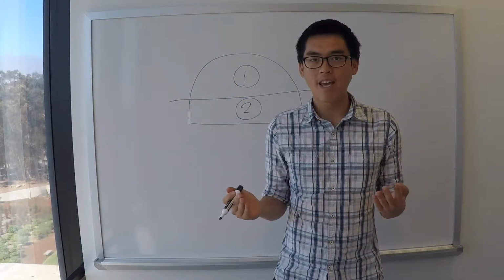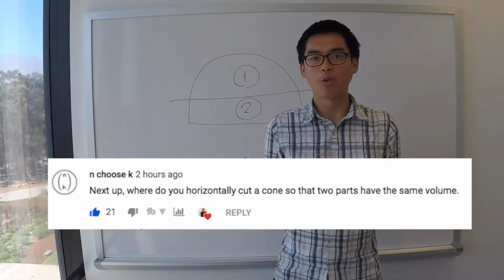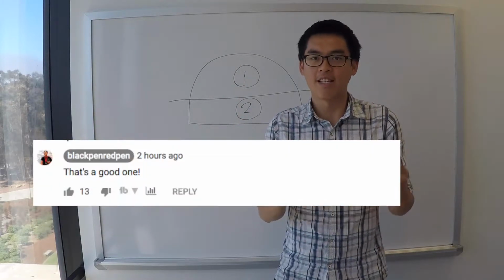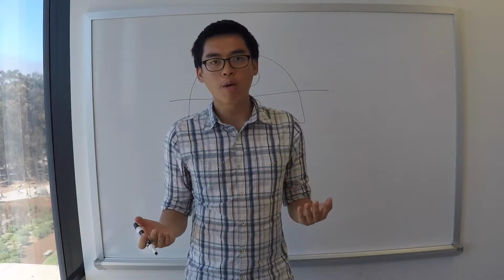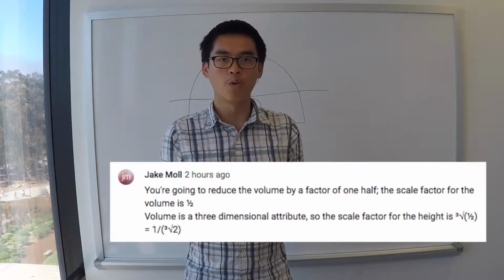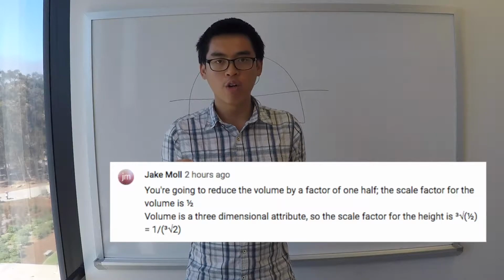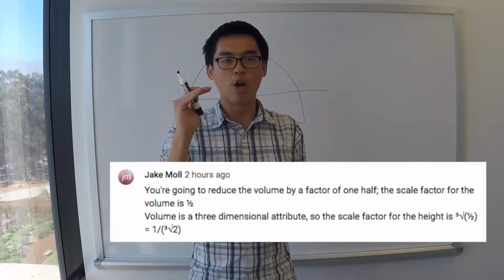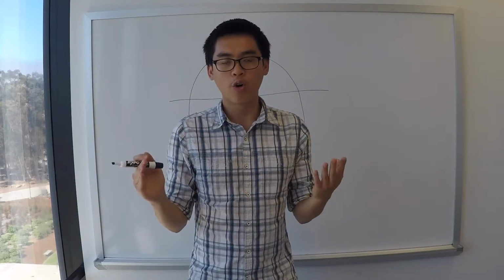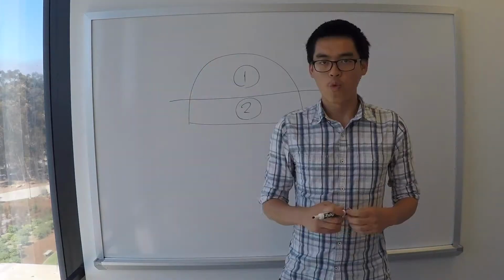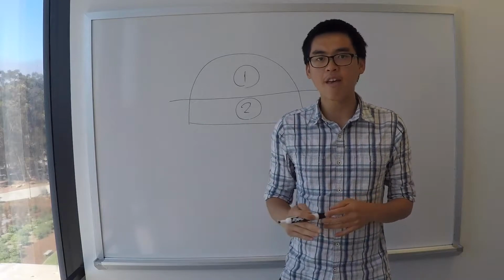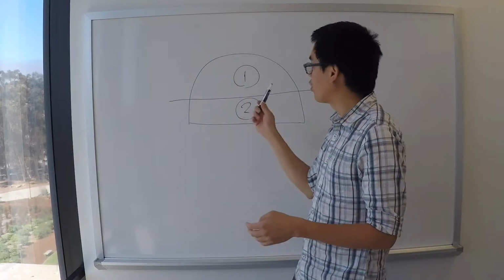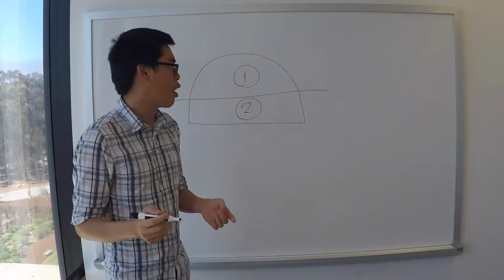So I made a comment saying, dude, next up, how to cut a cone so that the two volumes are the same. And he said it's a good idea. And a few more people came along, and Jake Mo said that the answer would be 1 over cube root of 2 because it's three-dimensional. If you scale down by 1 over cube root of 2, then in total it would reduce the volume by half, which is a correct answer in that case, I believe, but it's not something that's generalizable, which is something I'll show to you today. So let's dive into the problem.